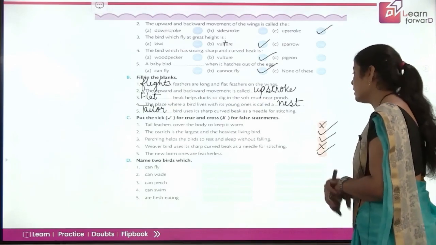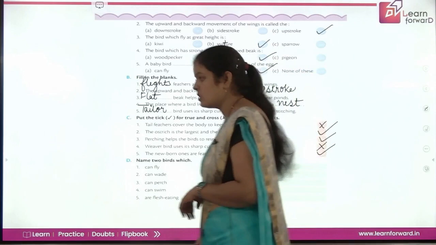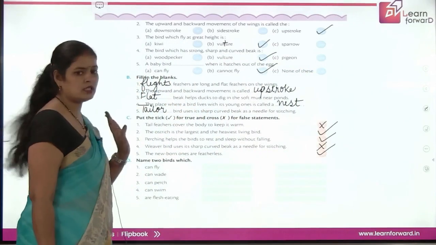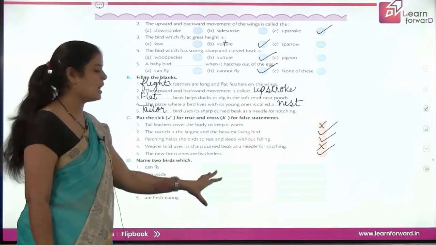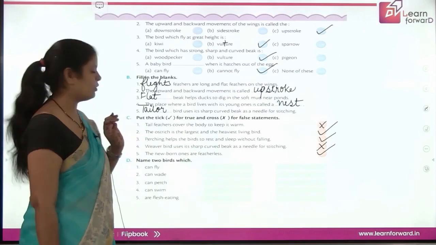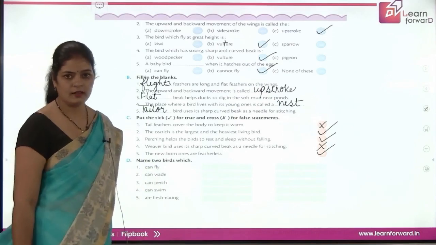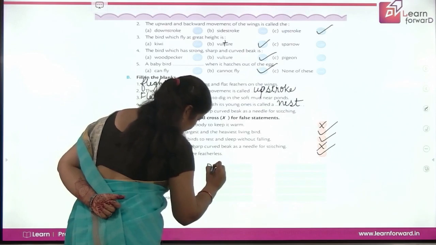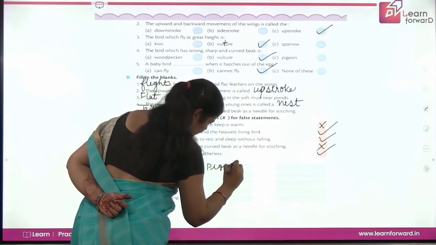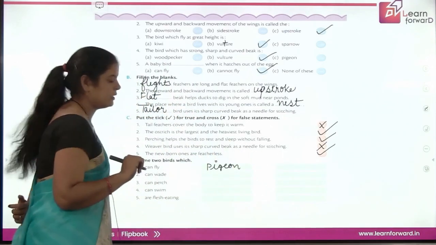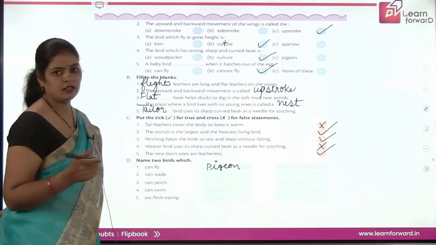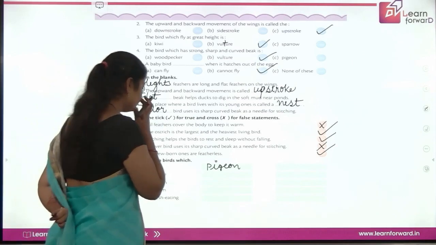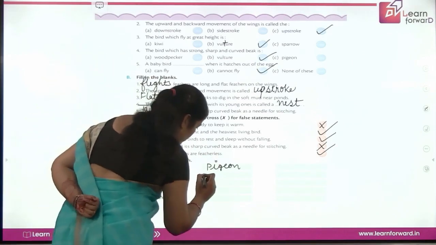Okay. Now again, this next question, they are asking for two birds which can do these. So I am writing for one answer. Another one you have to write on your own. So one bird that can fly. Any one bird you can write. I am writing here pigeon. Pigeon can fly. Okay. Another one you have to write. Next, they are asking can wade. So can walk through the mud to find its food. So answer is, I am writing crane.